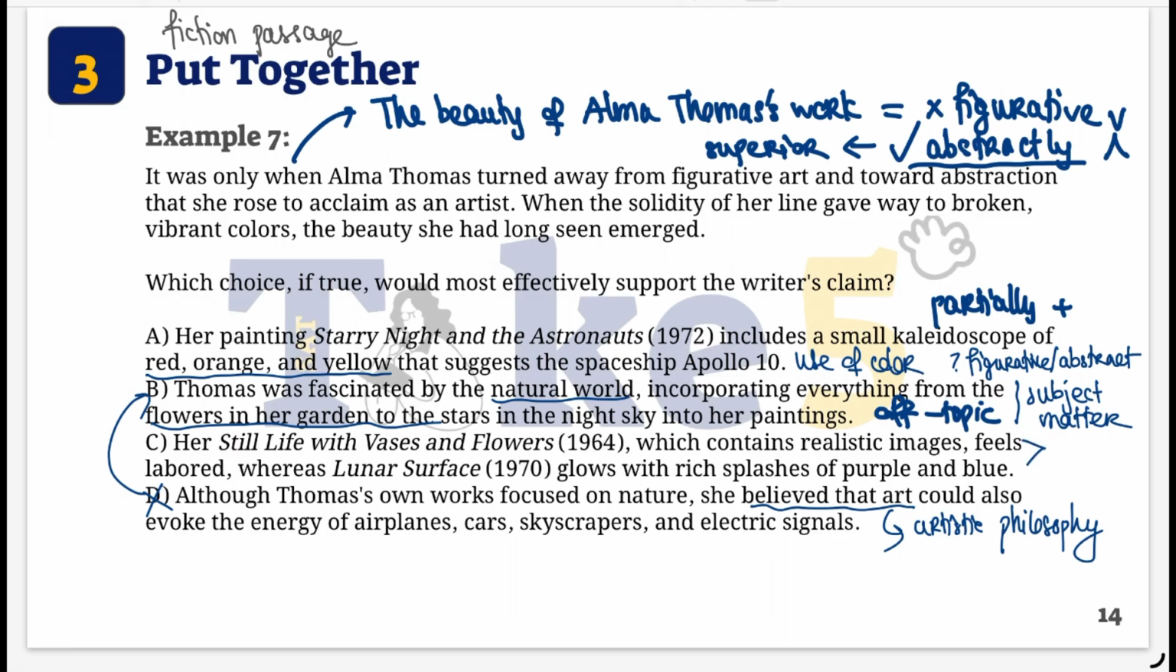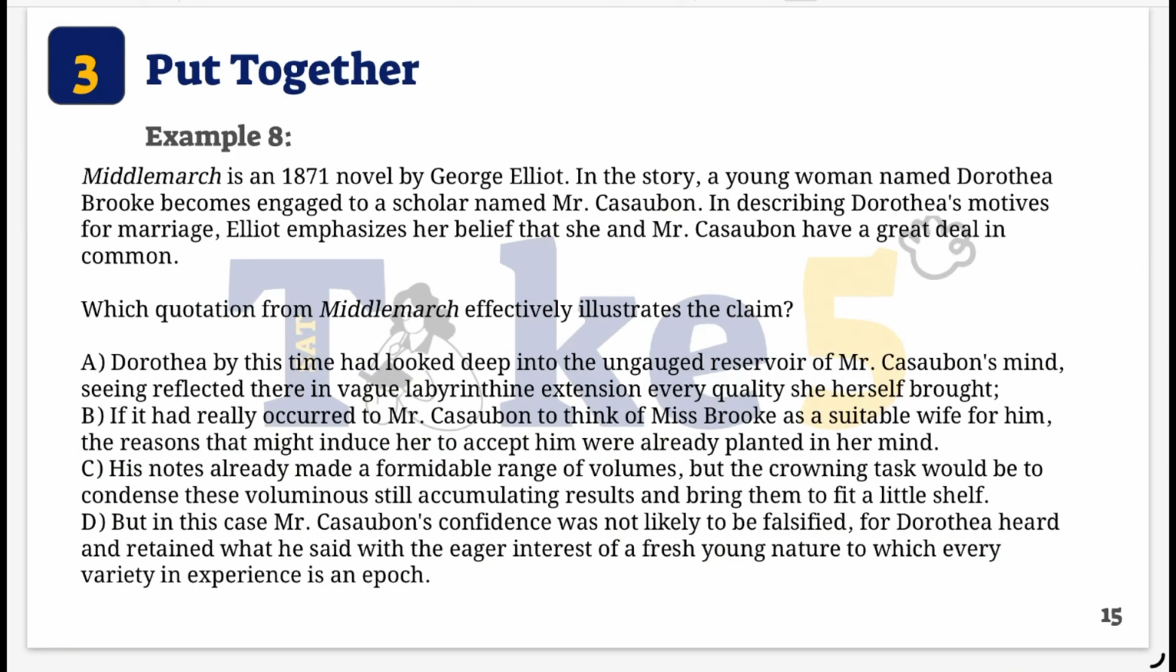Only C offers an explicit contrast between Thomas's figurative work, the 1964 painting, which is described as labored, and her 1970 abstract work, which is glowing and rich. This strongly supports the claim and illustrates the contrast structure intended by the writer. Same concept example, but this last example here is a more advanced one because of the dense and figurative literature. So try to stick with the general direction of feelings like we did with the poem question.